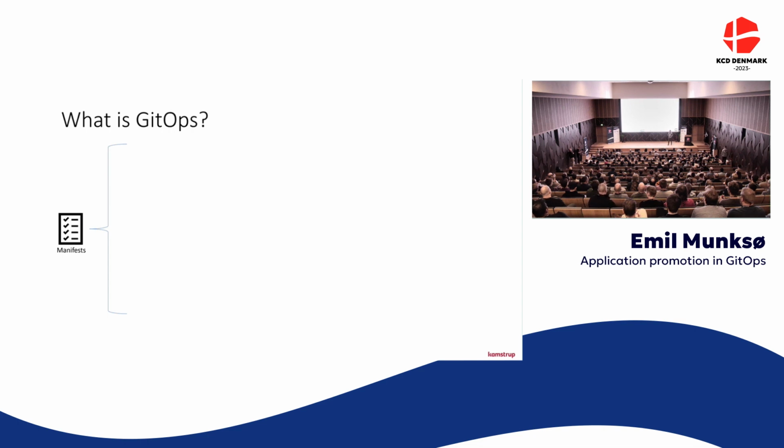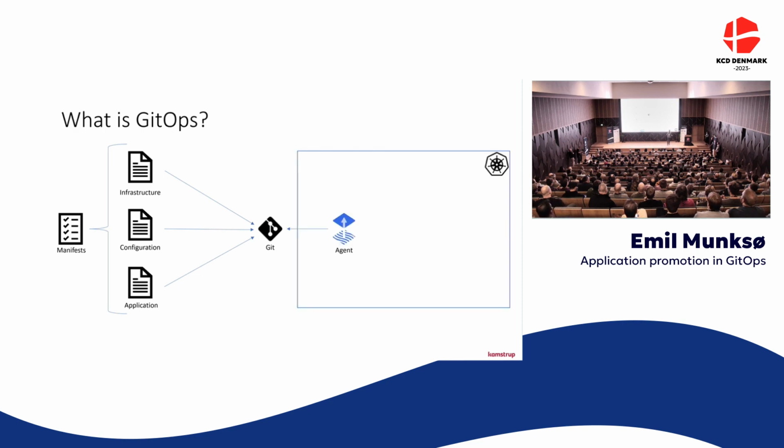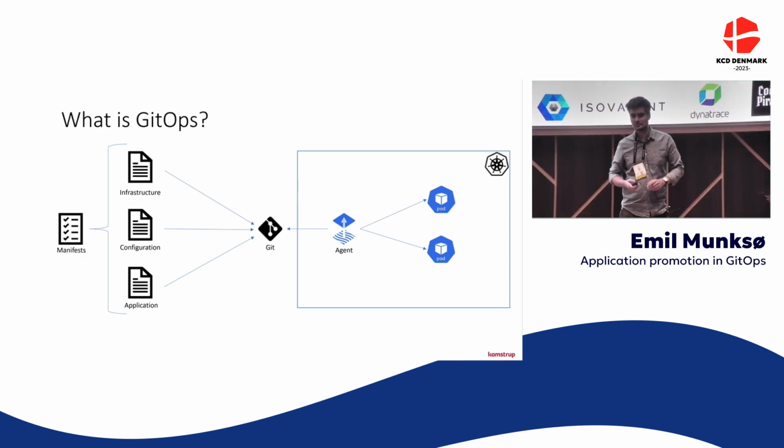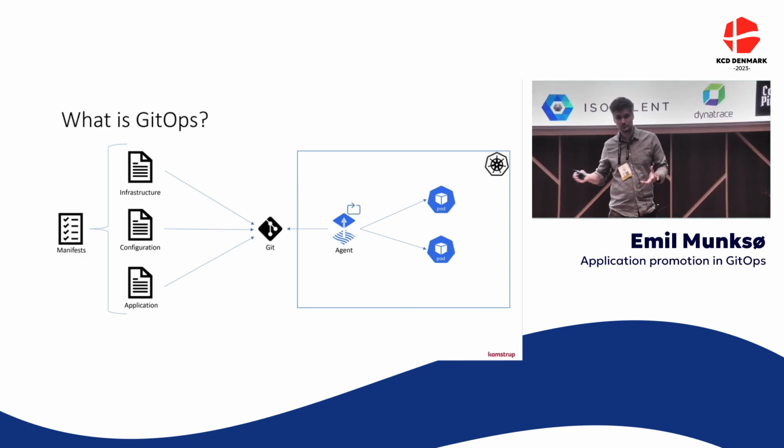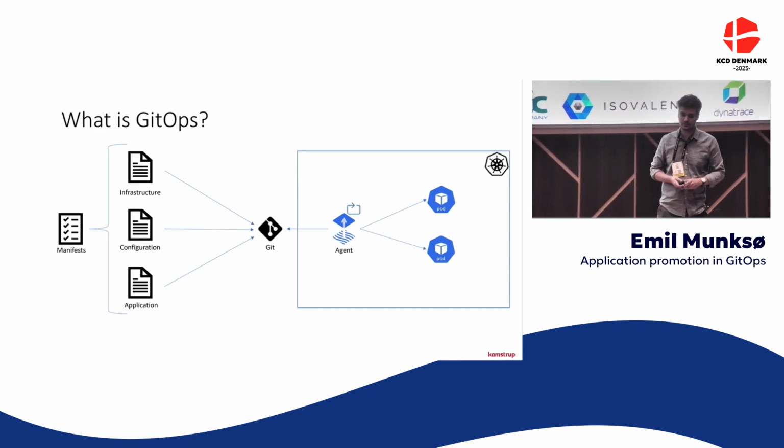We have a set of manifests. These could be applications, they could be infrastructure, they could be application configuration, and we all place these inside a Git repository. And from that, we have some GitOps installation inside a Kubernetes cluster. That could be Flux. A Flux agent inside the cluster fetches the Git configuration of these manifests, and then it applies it to Kubernetes. The thing about GitOps is that it runs on a reconciliation loop, so it always is in this desired state configuration.